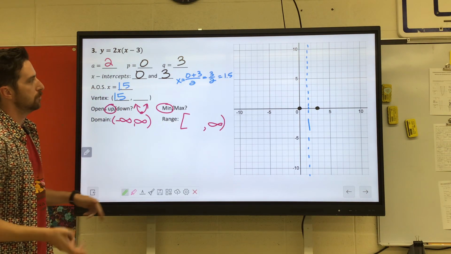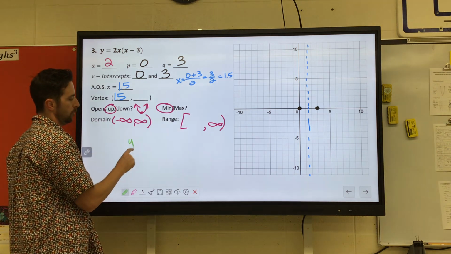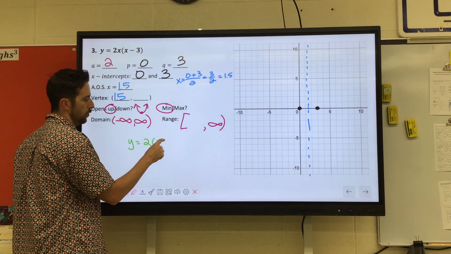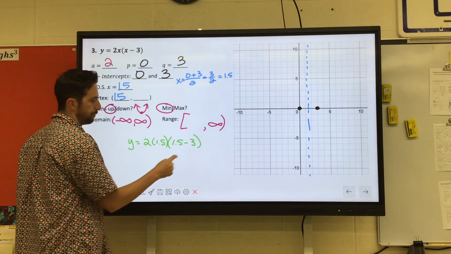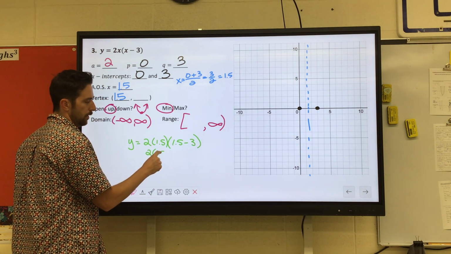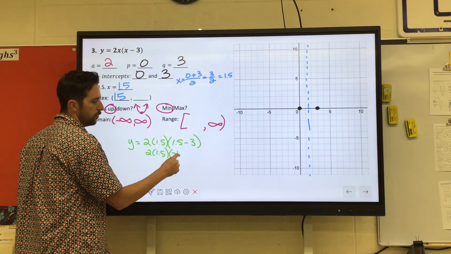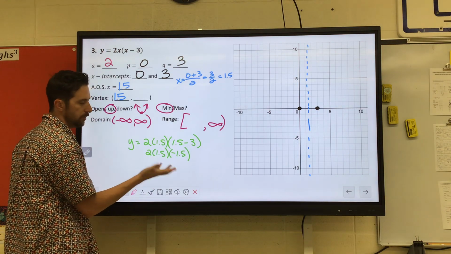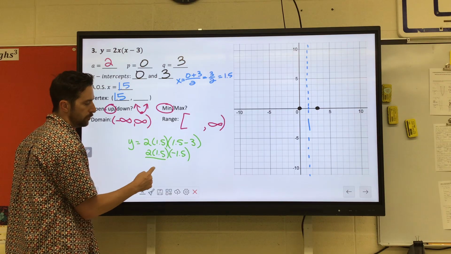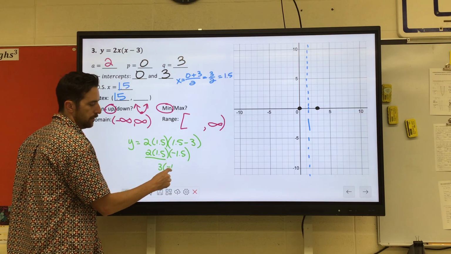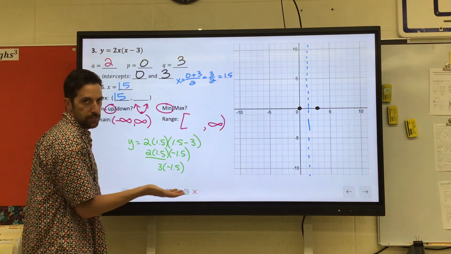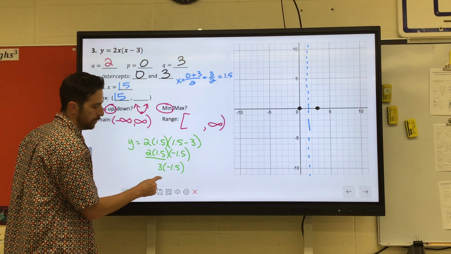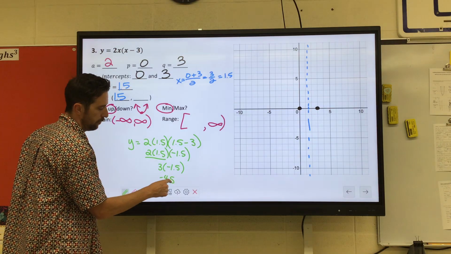Now we do need to substitute that 1.5 in the original equation, so we'll have 2 times 1.5, and then 1.5 minus 3. 1.5 minus 3 is negative 1.5. If you want, you can multiply these in any order. 2 times 1.5 is 3. And I could do 3 times negative 1.5. I think of 3 times 15, that's 45. So this would just be negative 4.5.